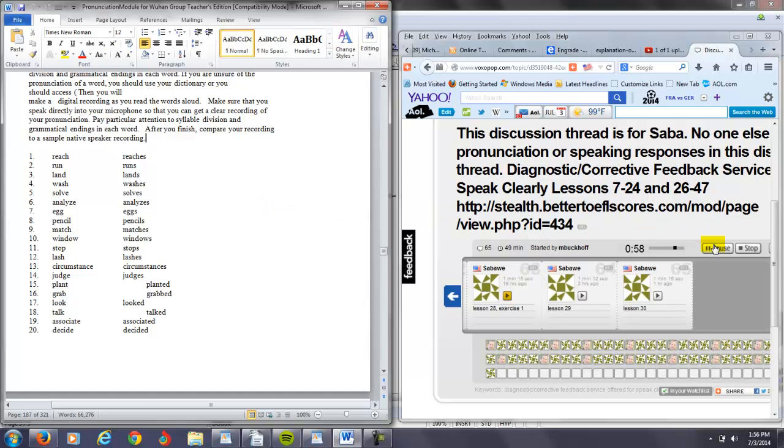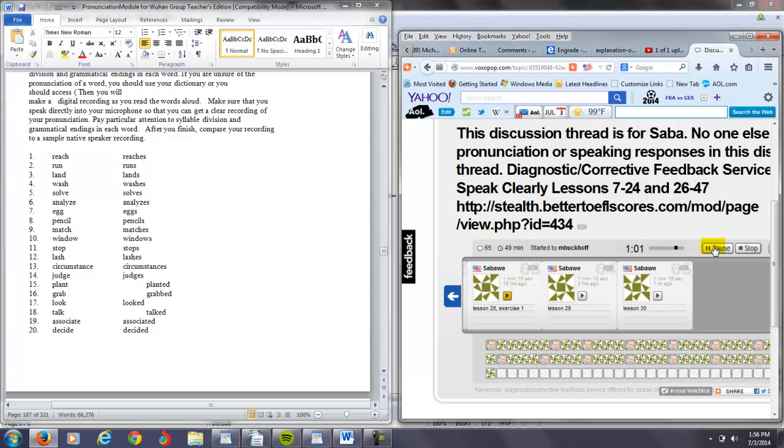16. Grab, grabbed. 17. And with the D after a voiced consonant, for example, grab, grabbed, you have to make sure you pronounce that as a D, not a T. So pronounce it with a little more D, grabbed. Look, looked. Perfect. 18. Talk, talked. 19. Associate, associated. 20. Decide, decided.